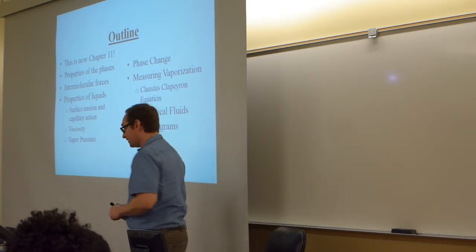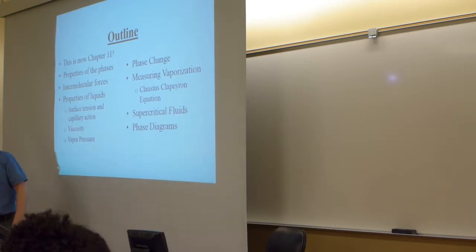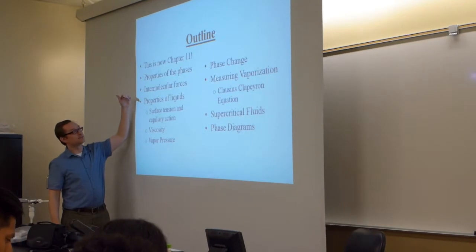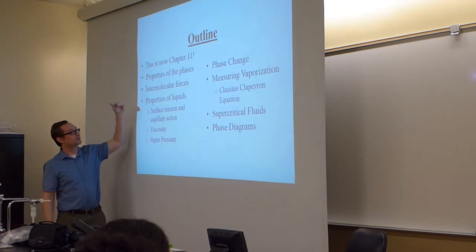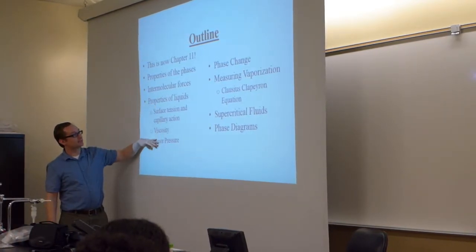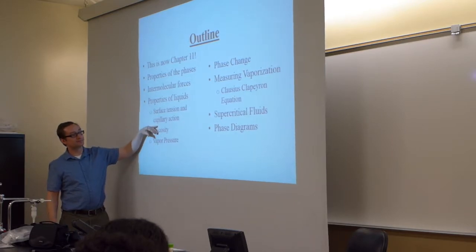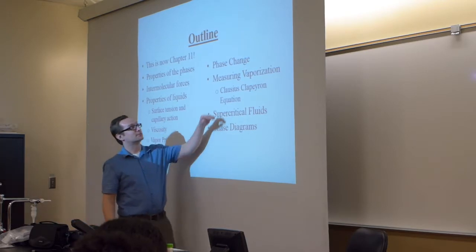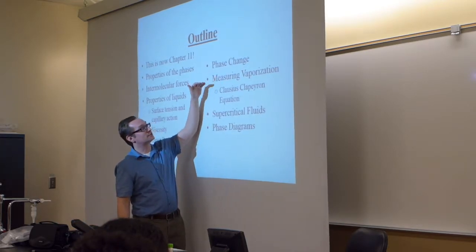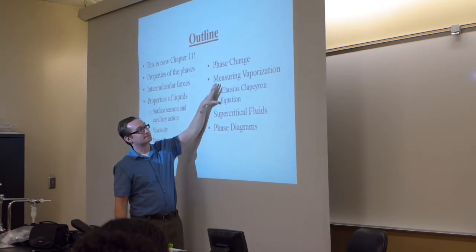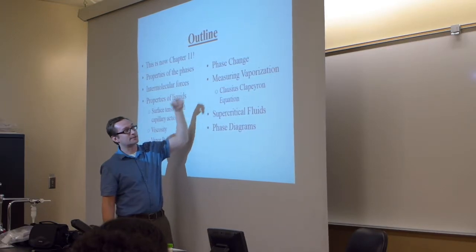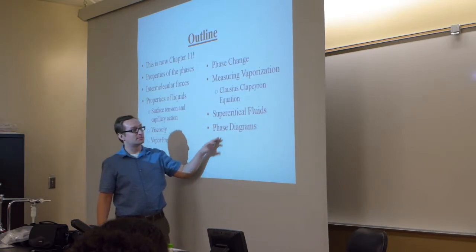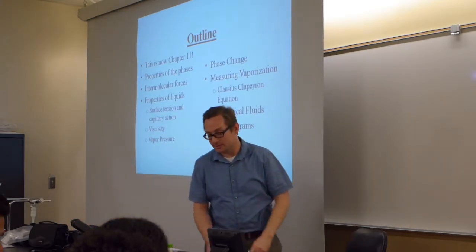So we'll finish chapter 11 today. We went through all the main intermolecular forces. I still have to talk about ion dipole for a moment. We'll go through some properties of liquids. These are sort of little minor topics, but they're still kind of fun to go through. We'll do some calculations of phase change. We'll do the Clausius-Clapeyron equation, which is an equation used to calculate the heat of vaporization of compounds. Supercritical fluids and phase diagrams, I'll have to go through.